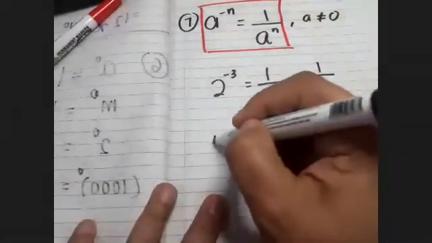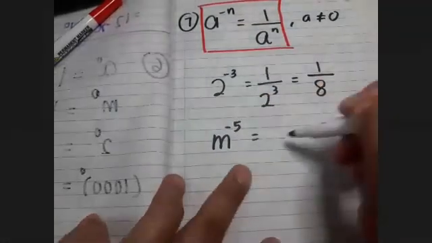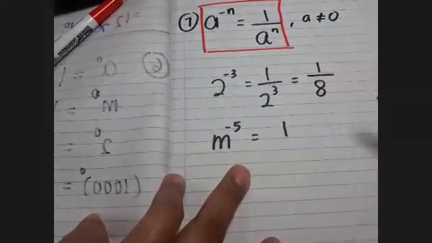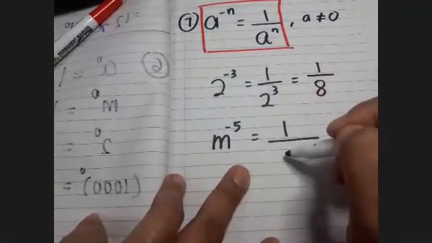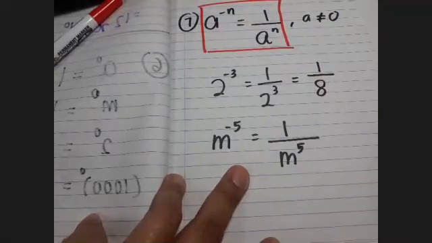If I have m power of negative 5, what is the answer? The final answer is 1 over m power of 5. Okay, good.